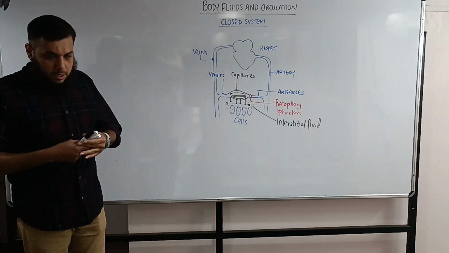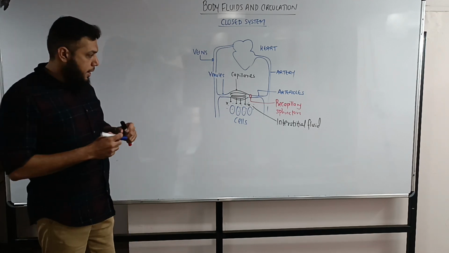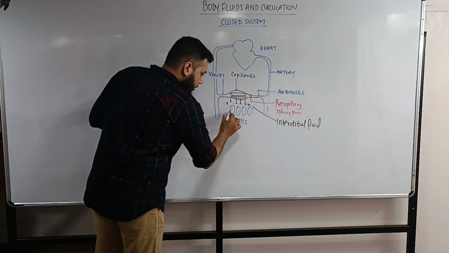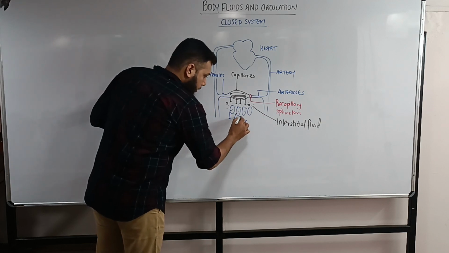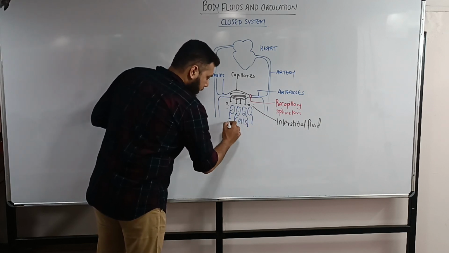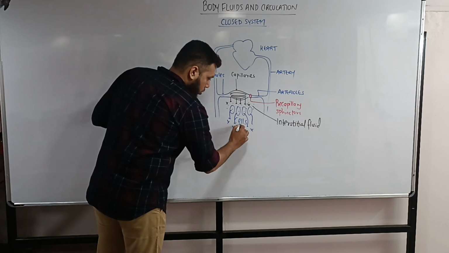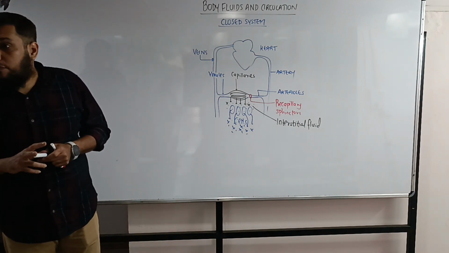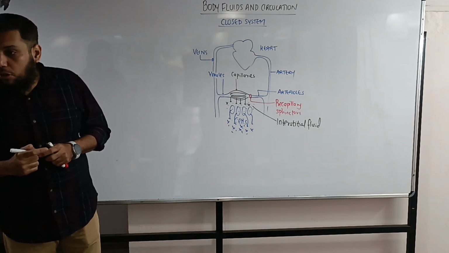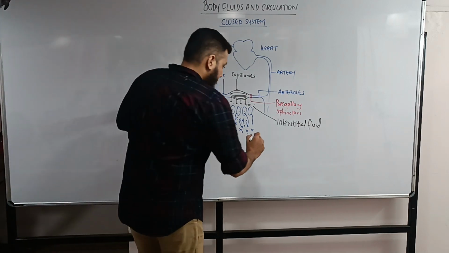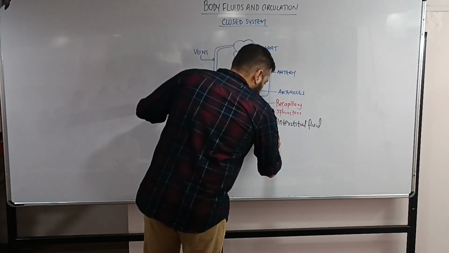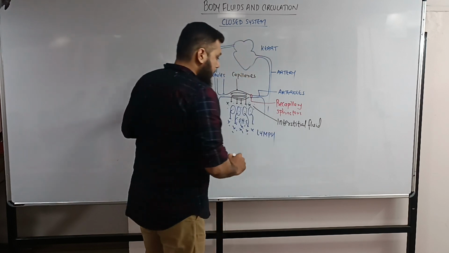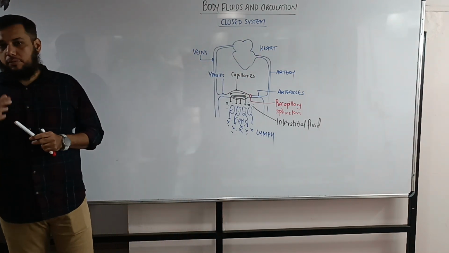Okay? Now the cells will be happy. And after using the nutrients, don't you think the cells will also put their waste into the fluid? Yes or no? So as the fluid is moving away from the cells, it is having fewer nutrients and more waste. So we say that now the composition has changed and I'll call this the lymph.